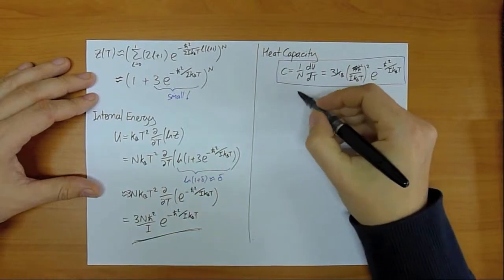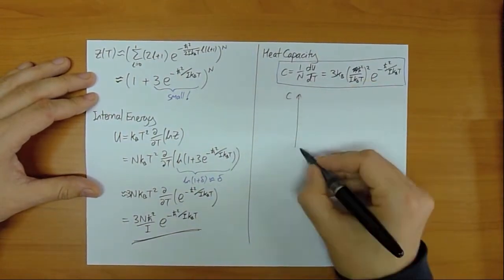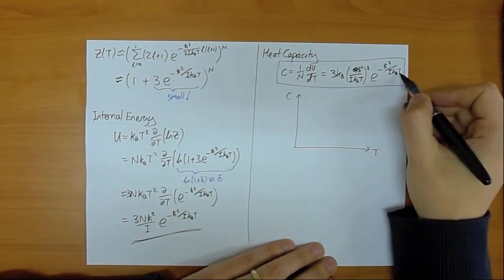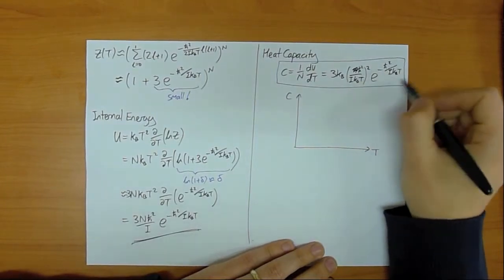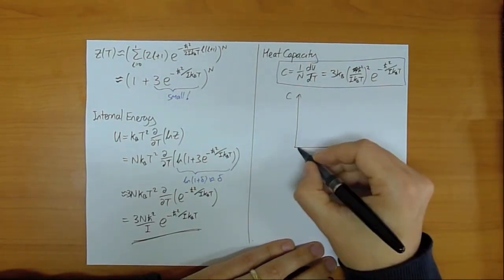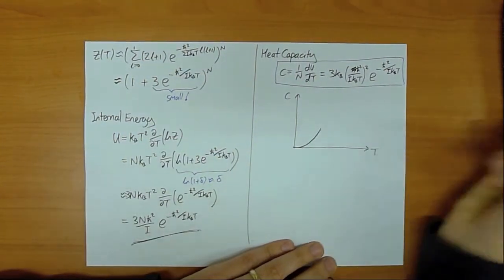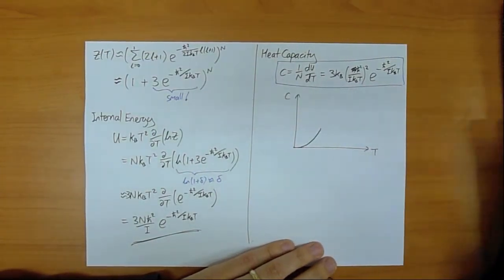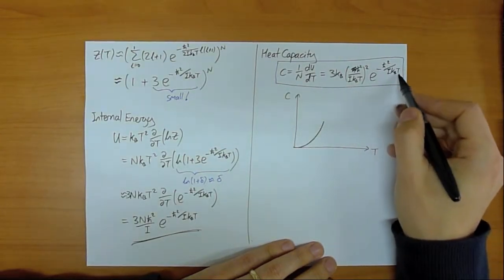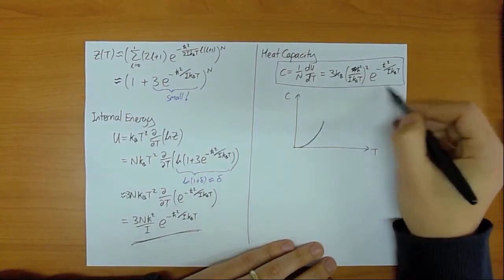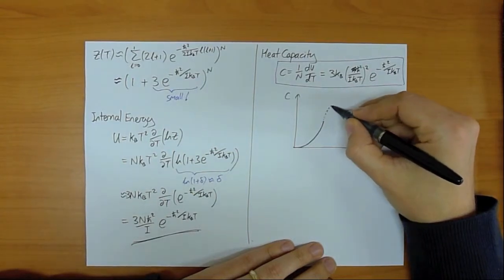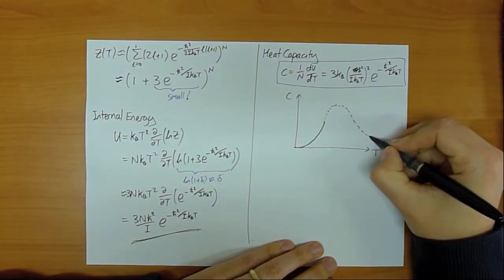So what does this look like? For very small values of T, this factor is large, so it's e to the minus a very large number, and therefore the heat capacity is exponentially suppressed. So at very low values of T it's exponentially suppressed and it starts to rise up. Now for high values of T, eventually this becomes small, so this exponential is about 1, and you see that this is like 1 over T squared. So for high values of T, this function will actually curve back down again, like this.